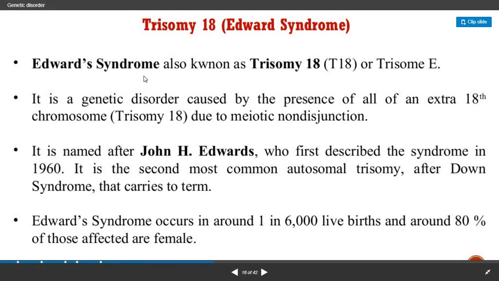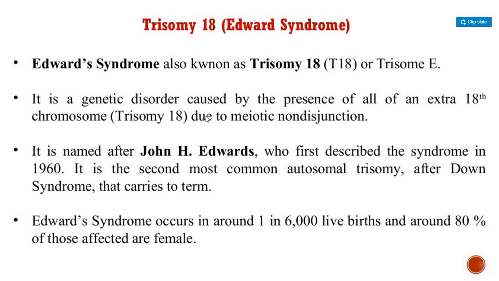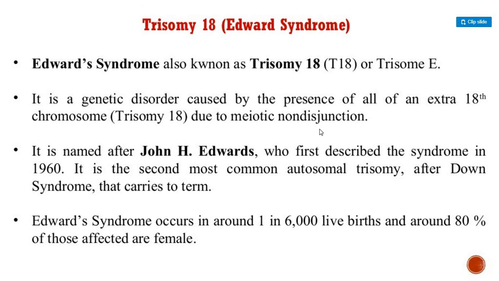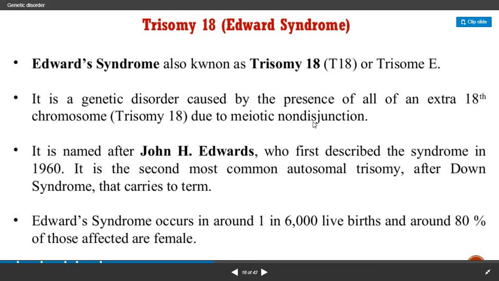So Edwards syndrome is also known as trisomy 18. Shortly it is referred to as T18 or trisomy E. It is a genetic disorder caused by the presence of all or an extra 18th chromosome. That's why it is named trisomy 18, due to meiotic non-disjunction. Now, what is this non-disjunction? It is when chromosomes fail to separate during cell division, and due to this the egg and sperm get the unseparated chromosomes.